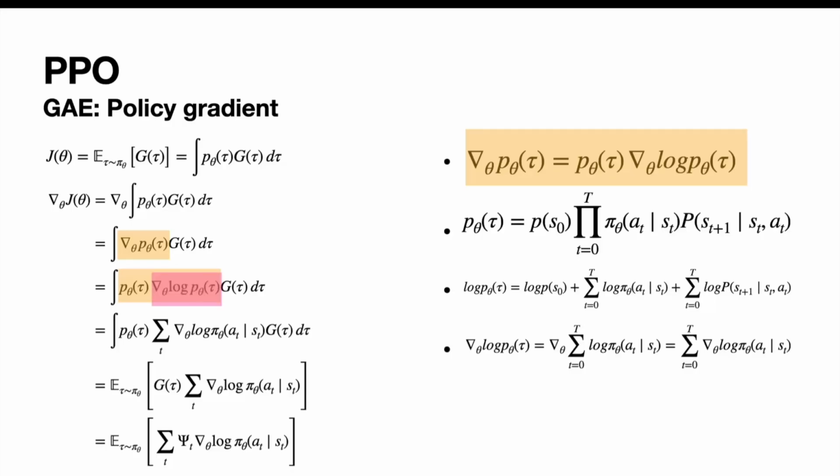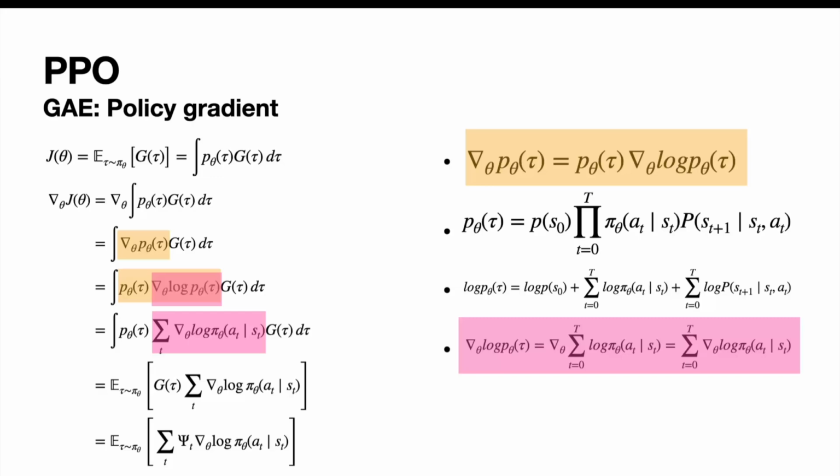Putting this back into the objective, we get the policy gradient. It is the integral over all possible trajectories of three terms multiplied together: the probability of the trajectory πθ of tau, the sum of the gradient of the log action probabilities, and the return g of tau. This equals the expectation of g tau multiplied by the sum of the gradients of the log action probabilities.